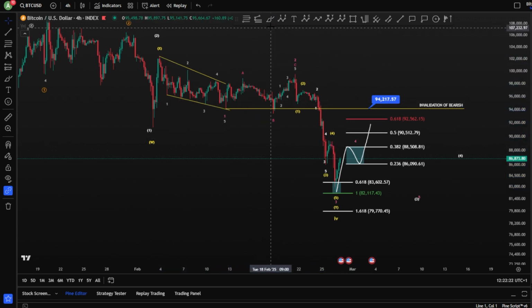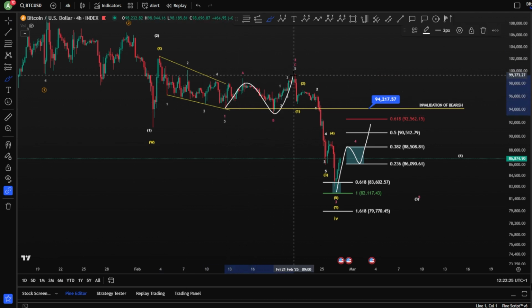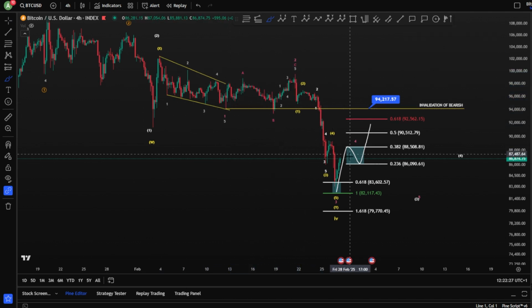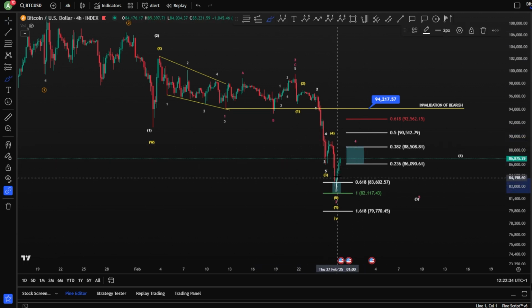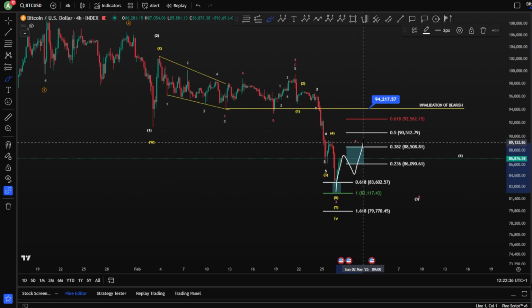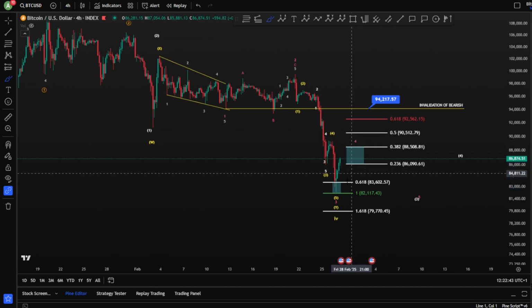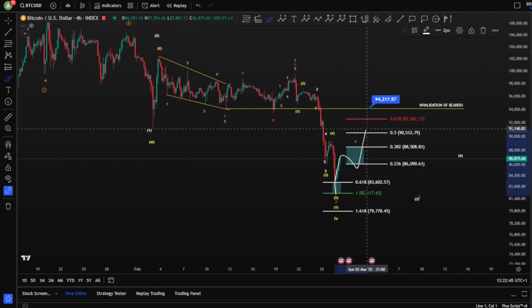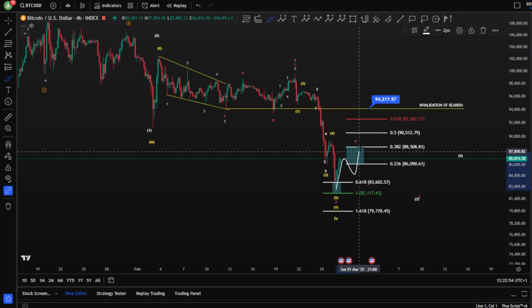Of course, here we have an expanding flat, and when you have a flat, you would like to have a zigzag in a wave 4. That's why I think that this is your wave A, B, and a C, and probably your wave C is gonna be 0.38, probably 0.5, just to play some psychology. And then continuation toward the downside, right? So probably 90K 500 is very crucial.